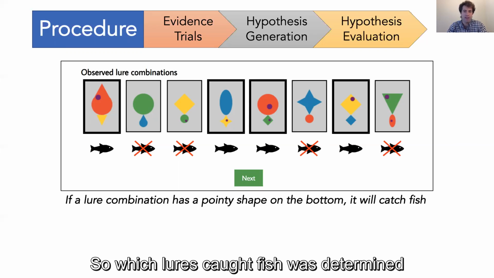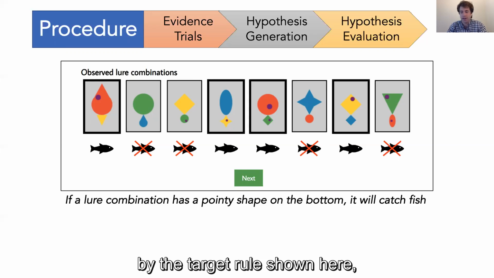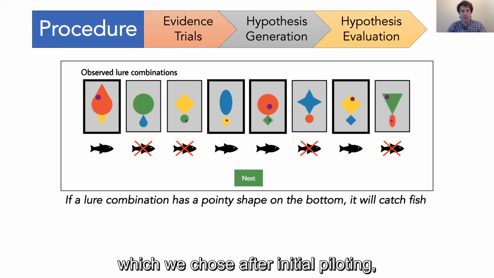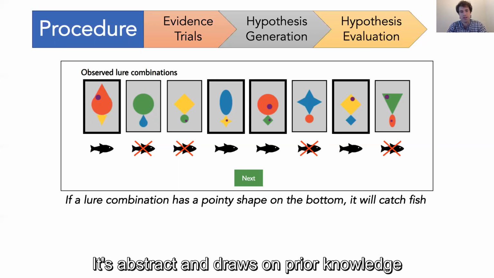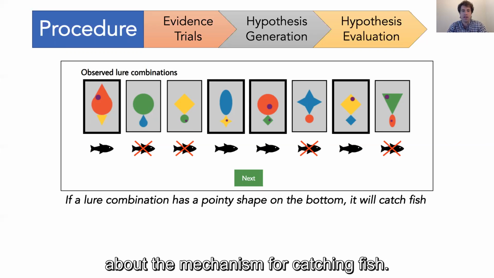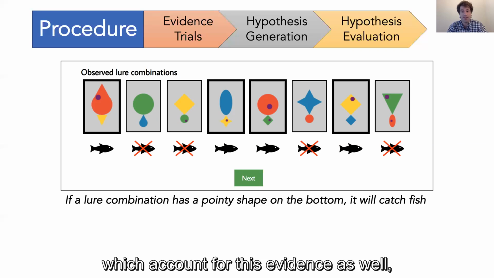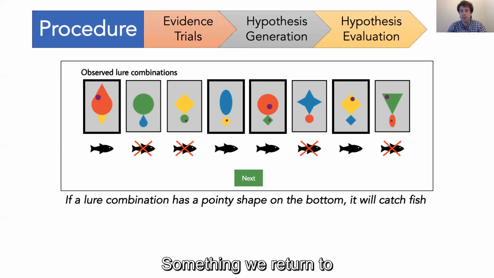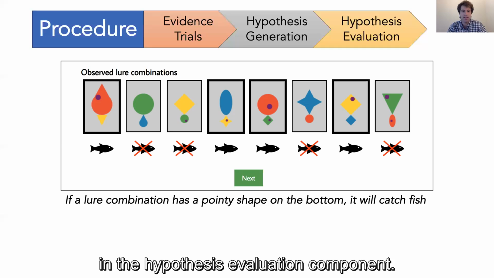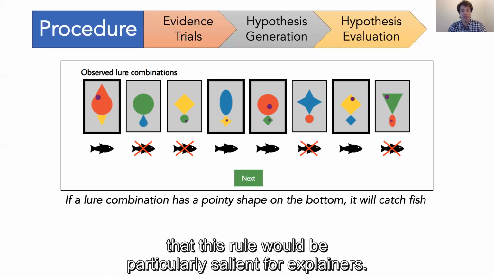So which lures caught fish was determined by the target rule shown here, which we chose after initial piloting because it's consistent with explanatory virtues. It's abstract and draws on prior knowledge about the mechanism for catching fish. Note that there are other rules which account for this evidence as well, and which participants might have come up with instead, something we return to in the hypothesis evaluation component. However, our expectation was that this rule would be particularly salient for explainers.